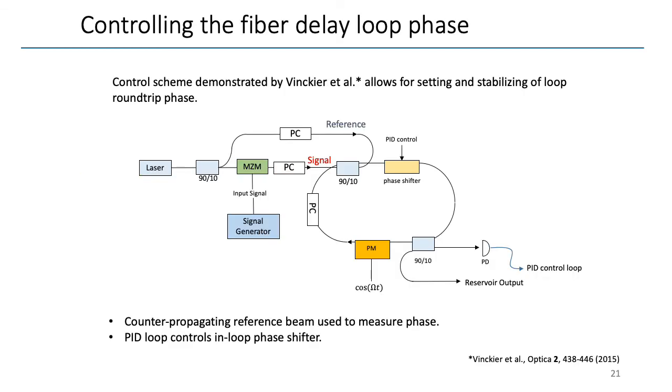Since the photonic reservoir design is coherent, it is sensitive to phase shifts within the cavity loop from environmental noise, predominantly from thermal and vibrational disturbances. A way to control these phase shifts was demonstrated by Vinckier and coworkers by using a counter-propagating beam as a reference to measure the internal phase shift of the cavity. A PID loop is then used to control and stabilize the round-trip phase of the loop through an applied voltage to a phase shifter placed inside the cavity.